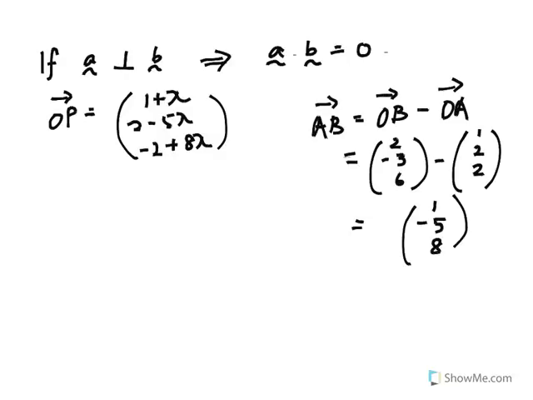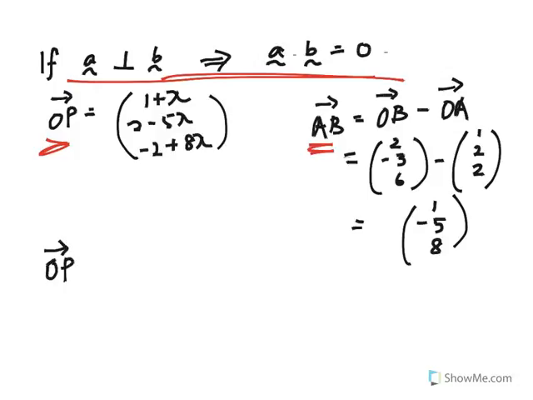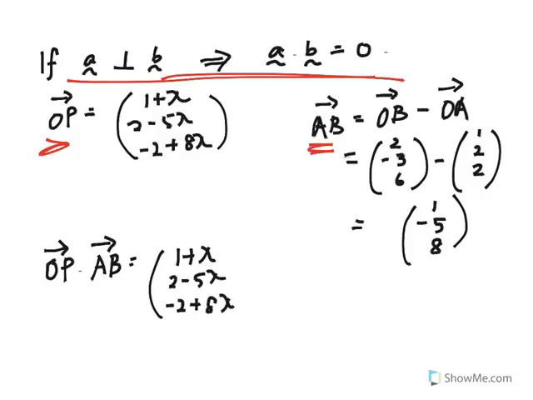We want to show that these two vectors are perpendicular. All we need to do is use this property. We put them together and have OP scalar product with AB, and we just form them out quickly: 1 plus lambda, 2 minus 5 lambda, negative 2 plus 8 lambda, that is our OP, dot product with our AB, which is 1, negative 5, 8.